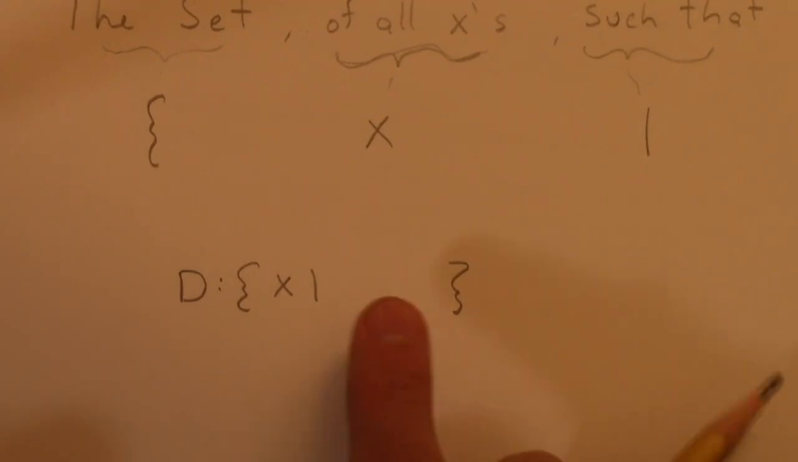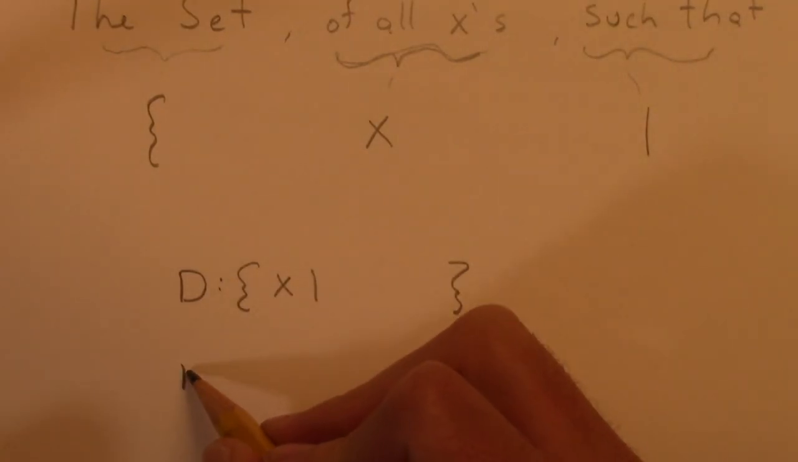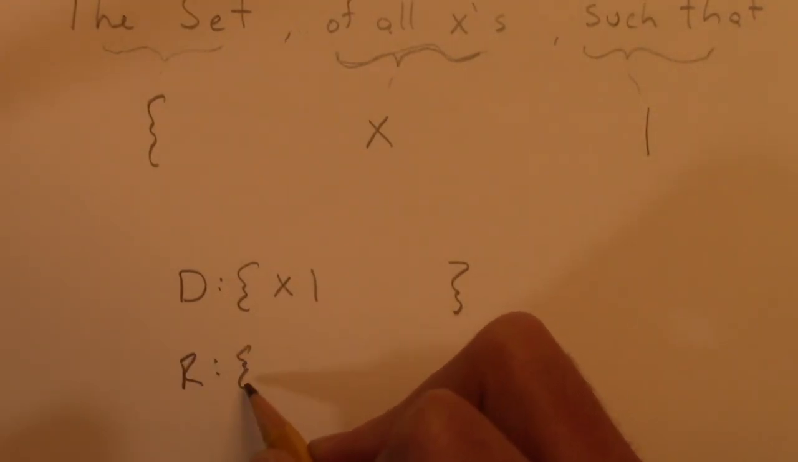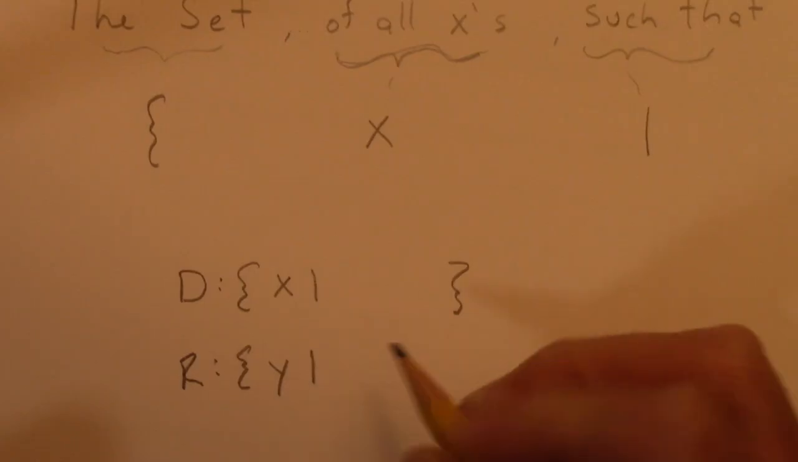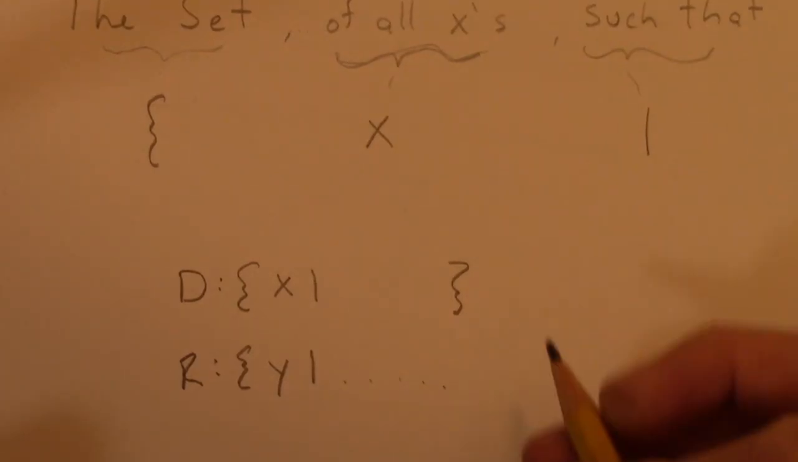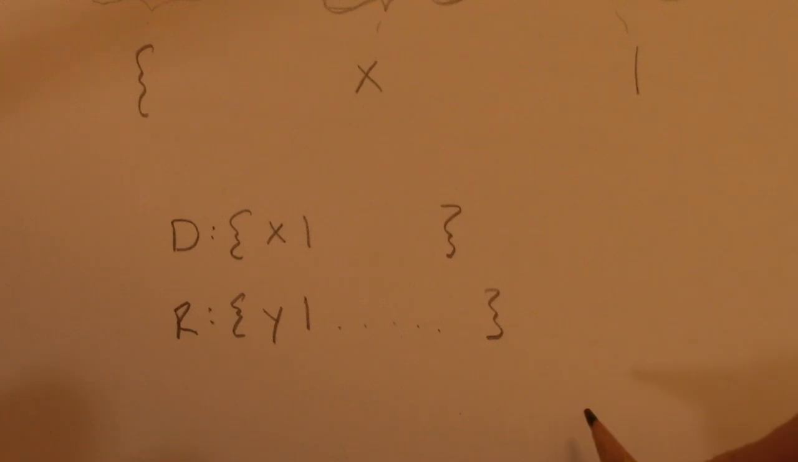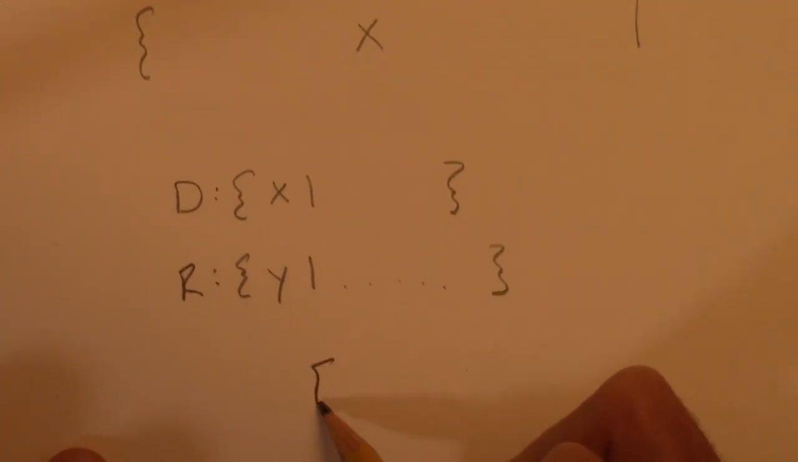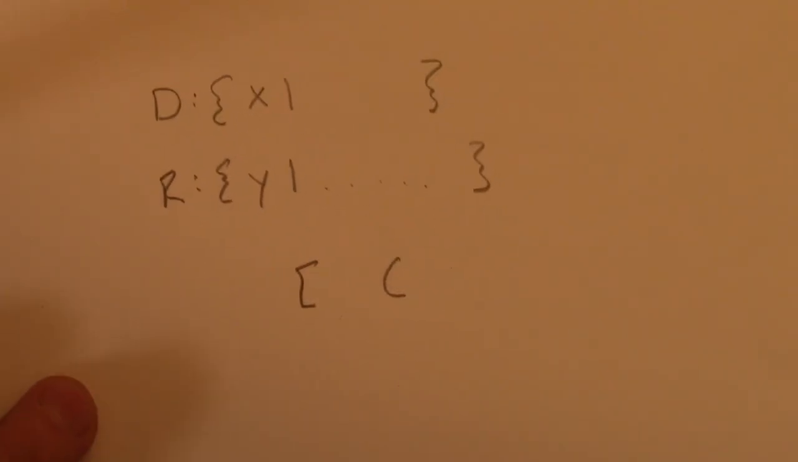Same exact thing for range. If it's range, the only thing that's going to be different is you use R, the set of all y values, such that, blah, blah, blah, and then you close the set. That's what you're going to do for domain and range. You will not use the bracket or the parenthesis till later on. You'll use that when you're doing intervals for increase and decrease and some other stuff. I hope that helped.